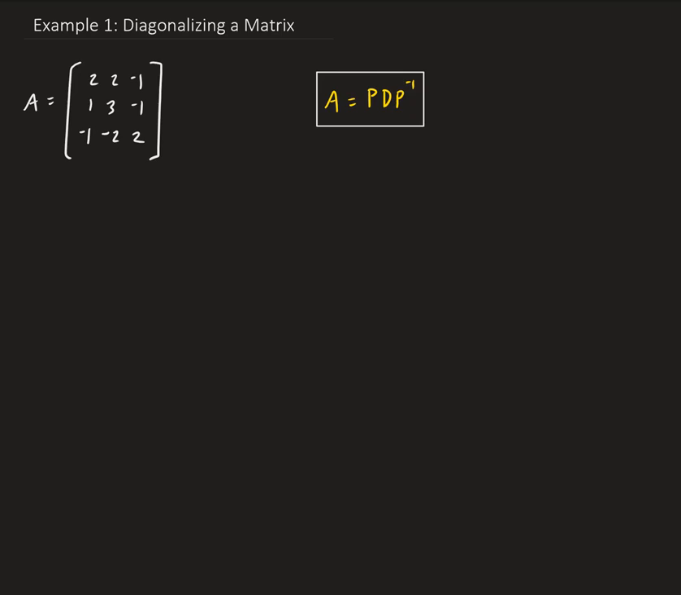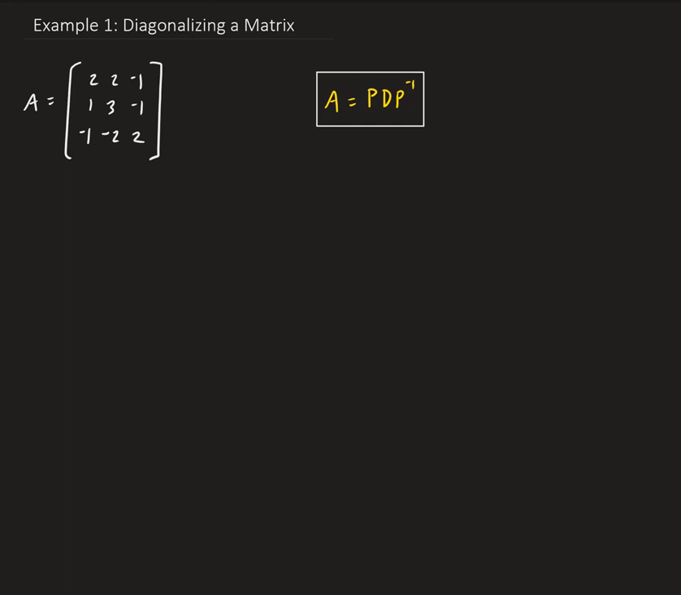In this example, we're going to diagonalize the following matrix. Diagonalization is a way to factor a matrix, where we want to construct A in terms of P, D, and P inverse. The matrix P will have columns that are the eigenvectors, and D is the diagonal matrix, where the entries along the main diagonal will be the eigenvalues. Then we have P inverse.